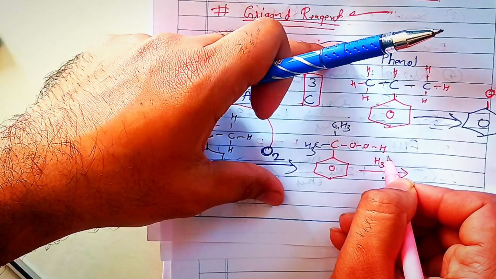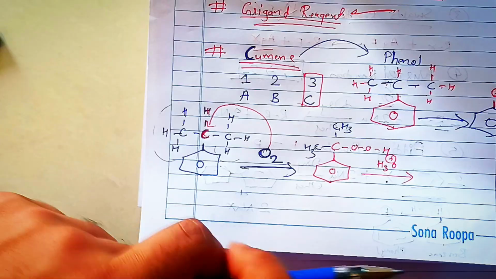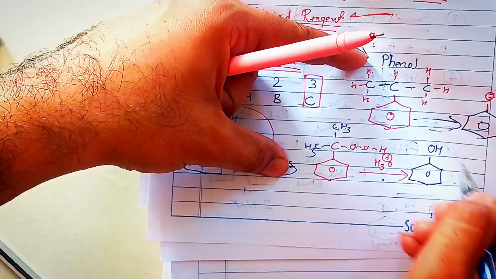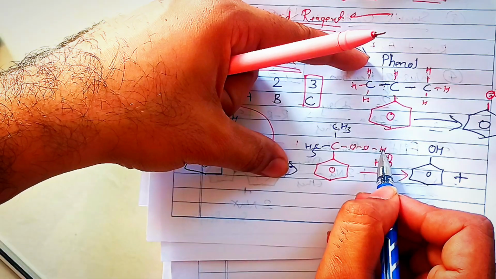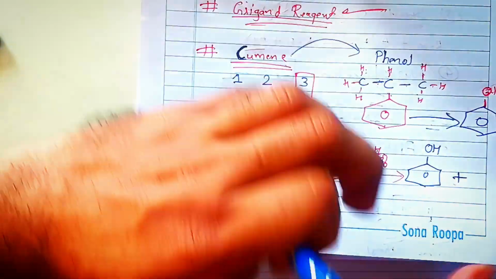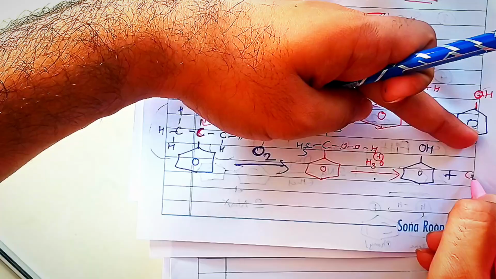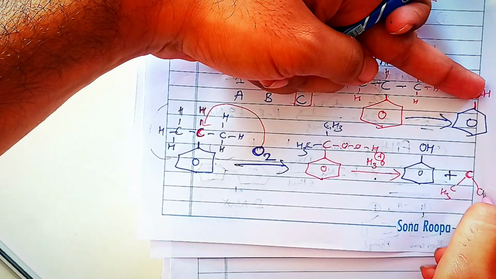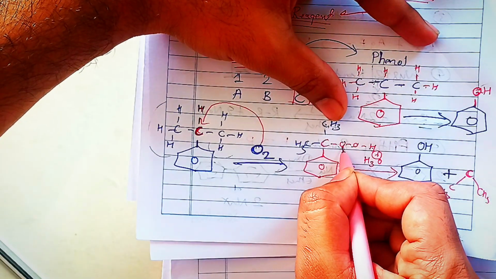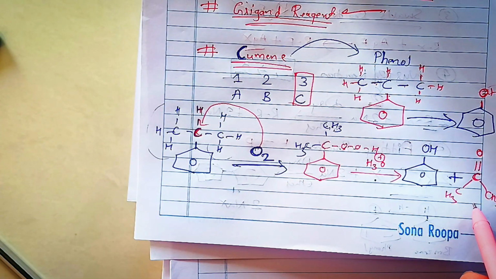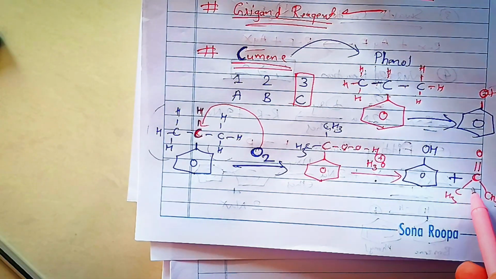By hydration with H3O+, right, we can get the what? We can get the phenol plus. Okay, this OH will be right here, and this CH3, right? Means here this C, both CH3, and this O can be written like this. So this is the acetone, right? Phenol and acetone. This is the cumene reaction.